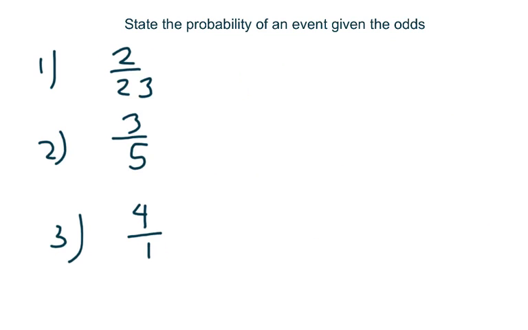And we can go in the opposite way. They give us the odds, so we have to state the probability. So we know that this is success over failure. It could be failure over success, but we want success over success plus failure. So that would give us 2 over 25.